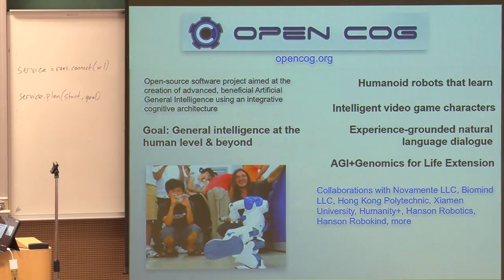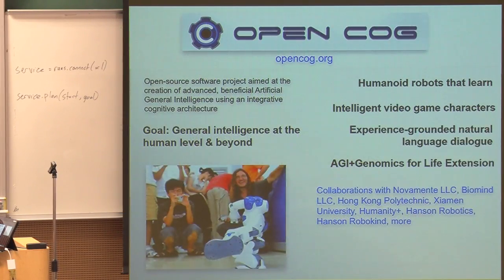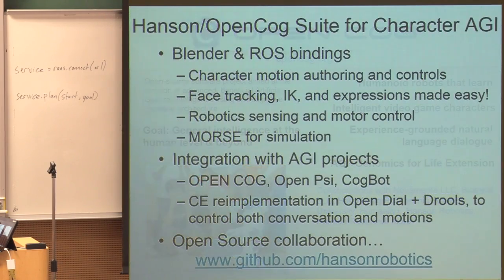So we switched to ROS, with OpenCog working to interface their AGI software with ROS. They're located here in Hong Kong, and we've been working with them quite a bit. We've also developed a binding between ROS and Blender, and that's the main thing we're talking about today. With Blender, you have movie quality computer animation software. It's really come of age.